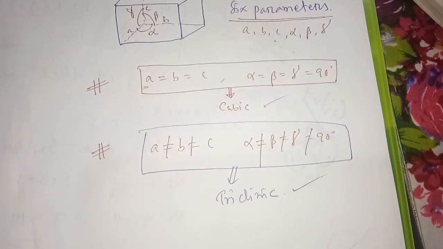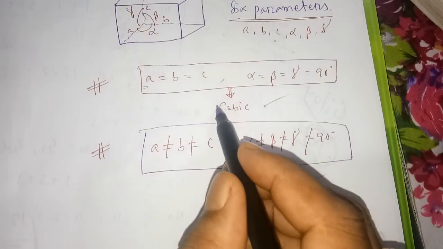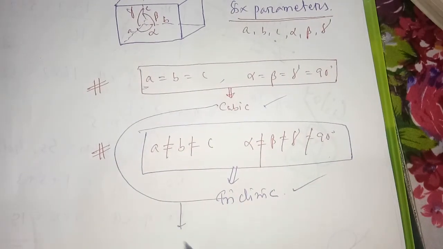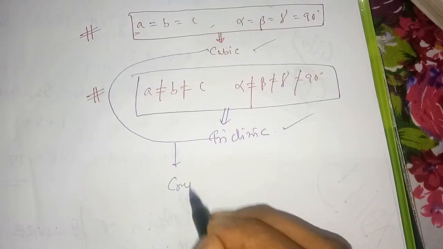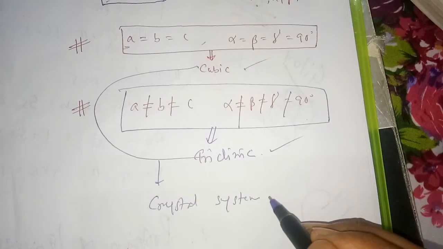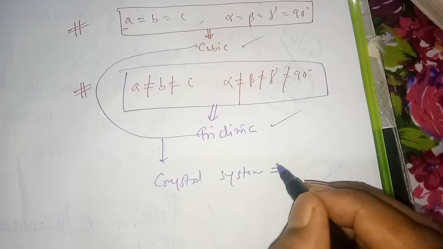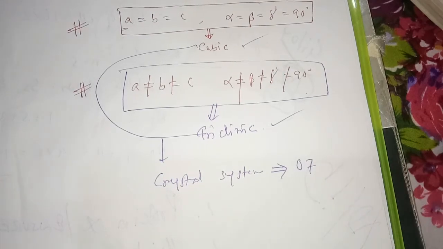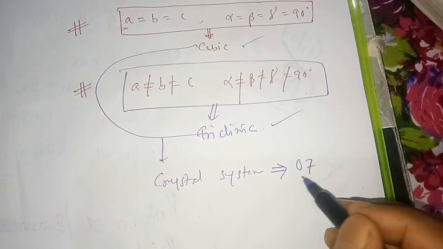So like that we have, in total, these are called crystal systems. Cubic and triclinic are called your crystal systems. In total, the number of crystal systems is 7. These are cubic, tetragonal, orthorhombic, hexagonal, rhombohedral, monoclinic, triclinic.